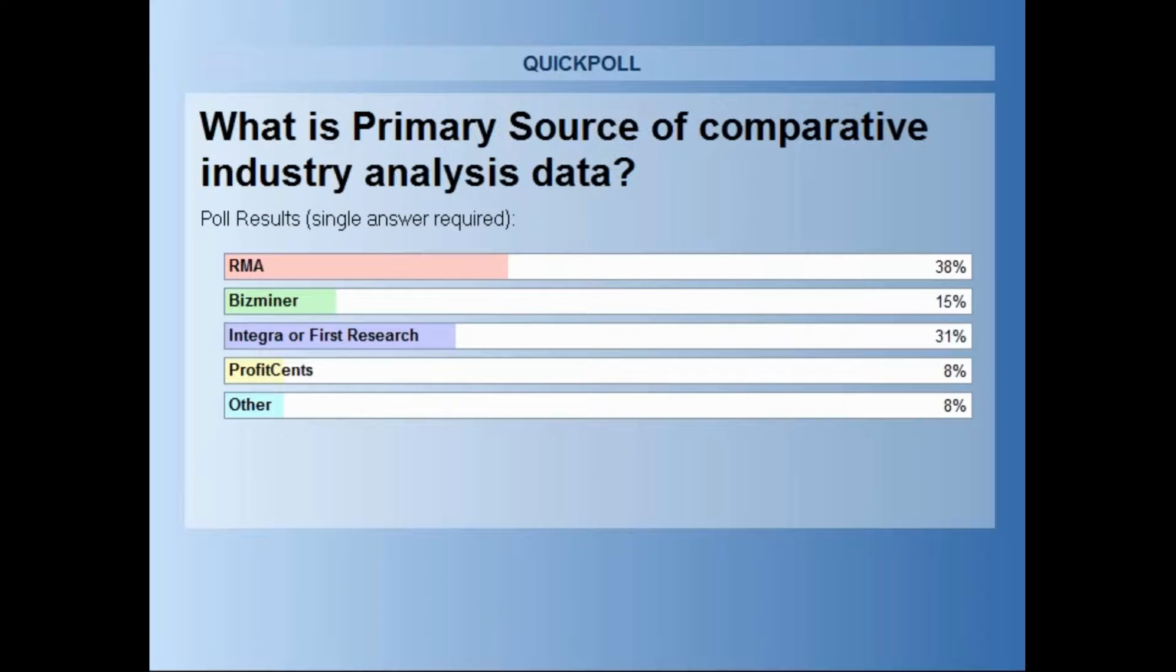Looks like quite a few people are using RMA. A few people are using BizMiner. Integra or First Research is high on the list, and a few others are using other items and ProfitSense.